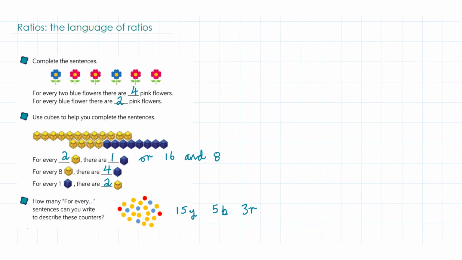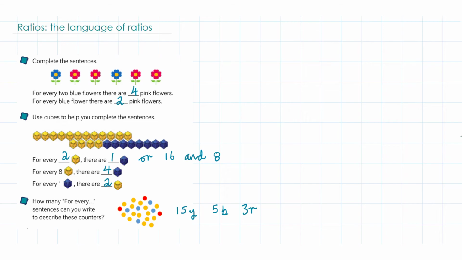So in the first one, for every 2 blue flowers, there are 4 pink flowers. Or, for every blue flower, there were 2 pink flowers. Second one, for the cubes, you could say for every 2 yellow cubes, there's 1 blue cube. Or for every 16 yellow cubes, there's 8 blue cubes. And there might be alternatives as well that you found. Next one, for every 8 yellow cubes, there are 4 blue cubes. And for every 1 blue cube, there were 2 yellow cubes. And I suppose what's more important here is seeing how they are all the same. They're equivalent ratios. Why is that the case?